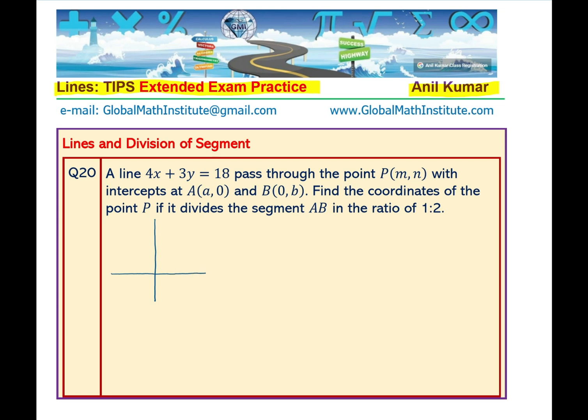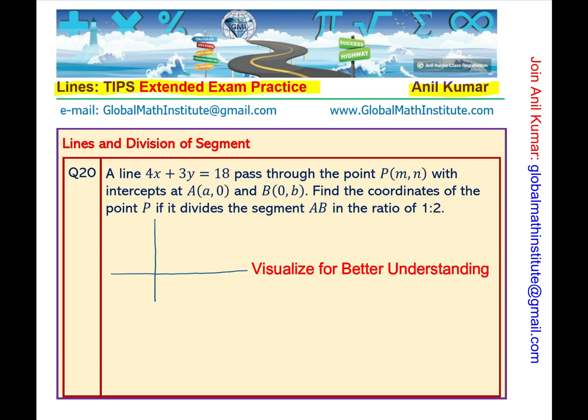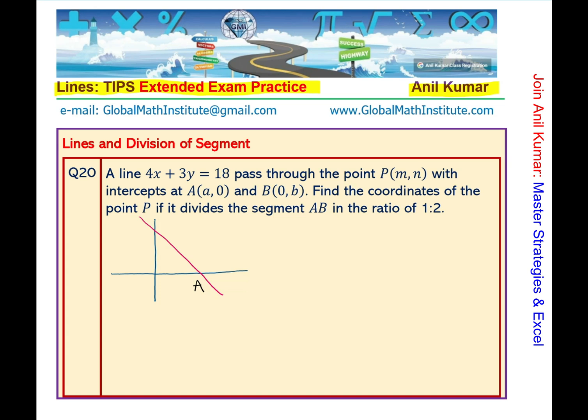So we are talking about a line which is 4x + 3y = 18, and that passes through point P, which is (m, n), with intercepts at A and B. So let this be the line, just randomly drawing one. Definitely the slope is negative, and therefore we do get this kind of a line. Now what we are given here is for this line point A and B. Point A is the x-intercept, right? So this point here is A. And point B is with y-intercept B.